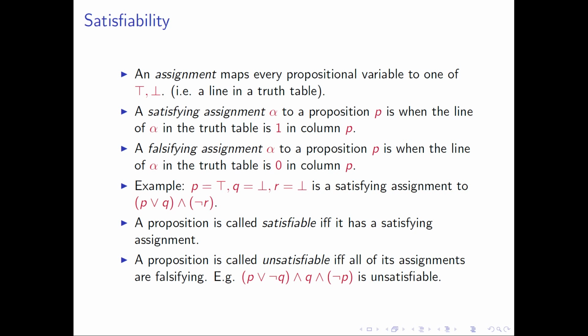A proposition is called satisfiable if and only if it has at least one satisfying assignment. Likewise, it is unsatisfiable if and only if all of its assignments are falsifying, so none of them are satisfying. Let's look at an example. This formula here is unsatisfiable. No matter what we do to P or Q, we're never going to satisfy this formula. You might want to check yourself why that is.